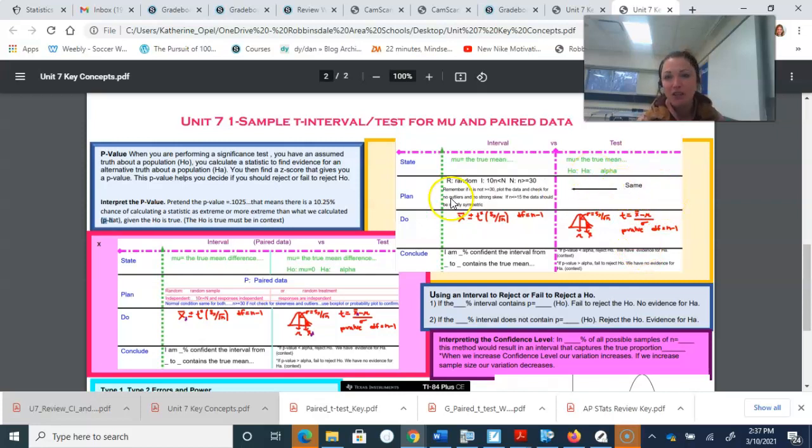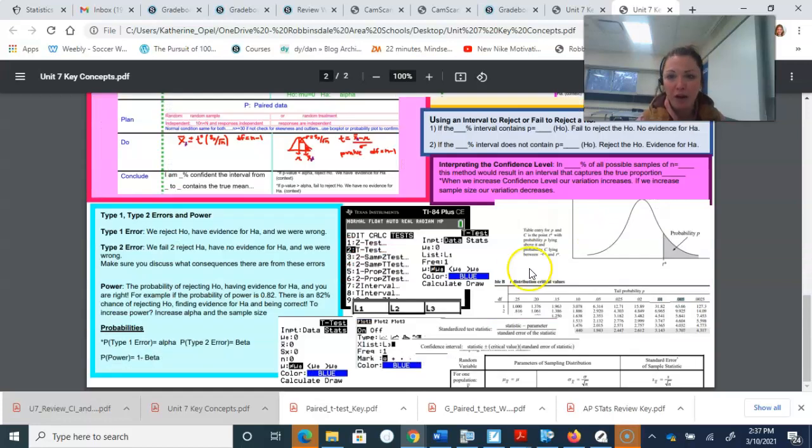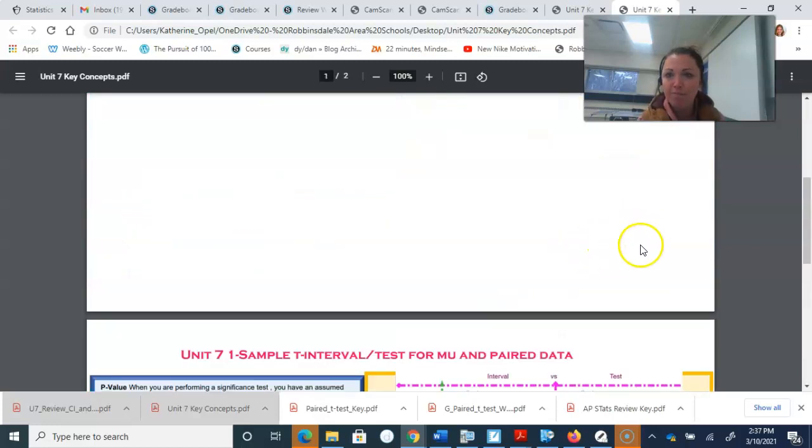We've checked our conditions. One thing I don't have on the plan here is you do need to say your method. So over here, the method would be a one sample t-test for mu. Now we're on to the do. This is your insurance policy, guys. Draw your curve, put down what your mu is, your X bar, your standard error. Go ahead and run your test. That will give you all the information that you need.